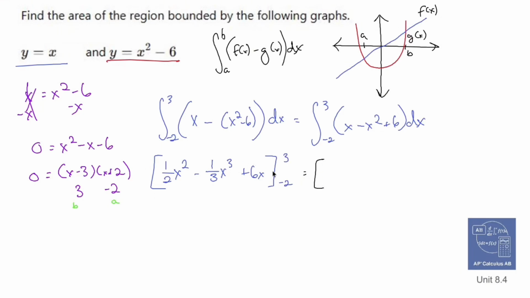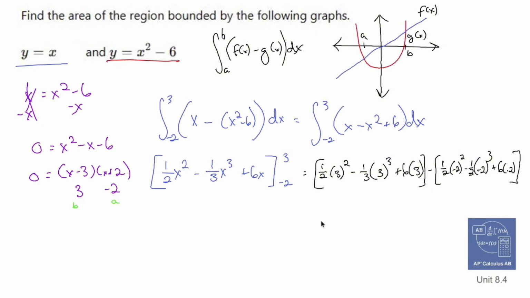All right. 1/2 times 3 squared minus 1/3 times 3 cubed plus 6 times 3, minus 1/2 times negative 2 squared minus 1/3 times negative 2 cubed plus 6 times negative 2. We're going to use all this space because I have a feeling we're going to need it.